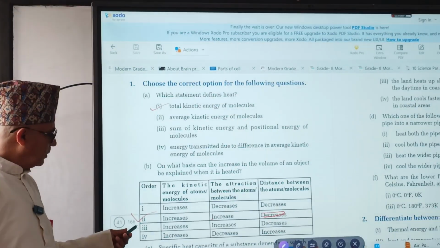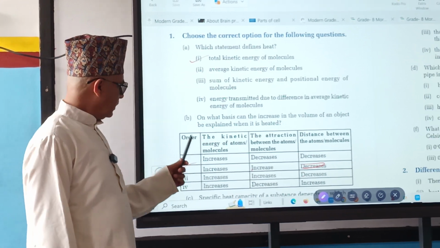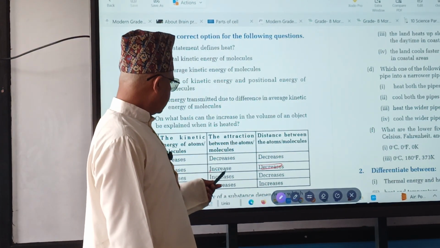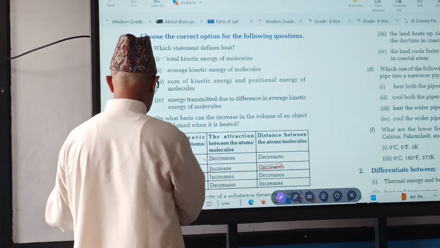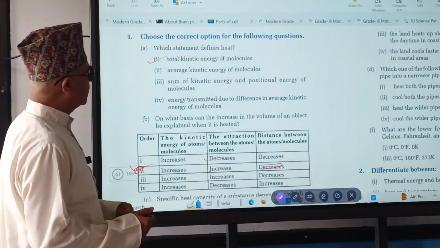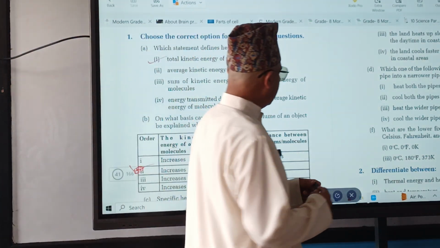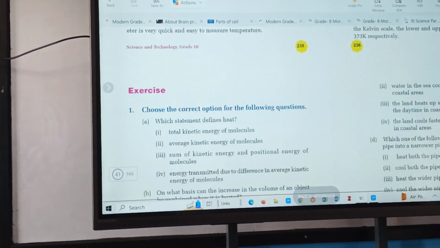Kinetic energy increases, attraction between the molecules decreases. Not one, the first one is correct: increases, decreases, increases. Okay, the first is correct. Now the third question.